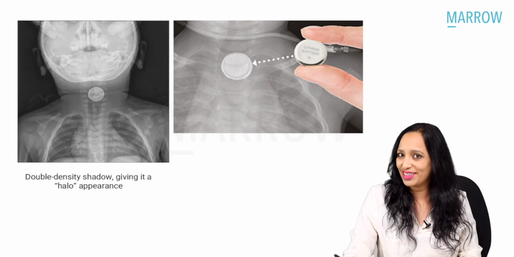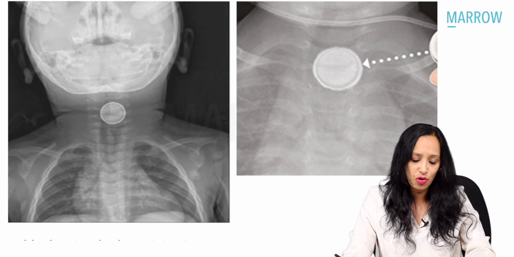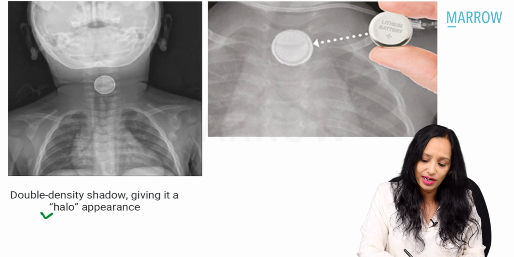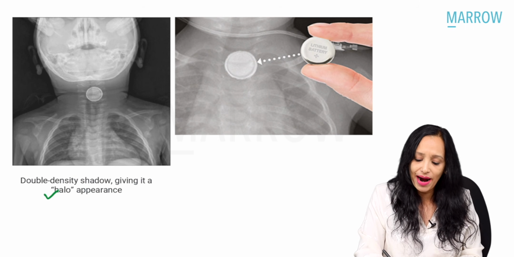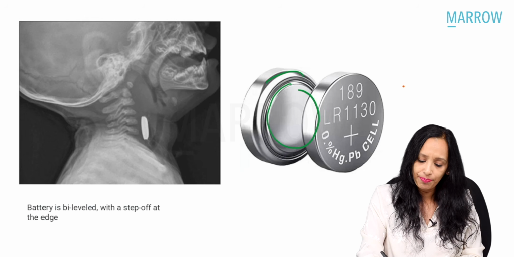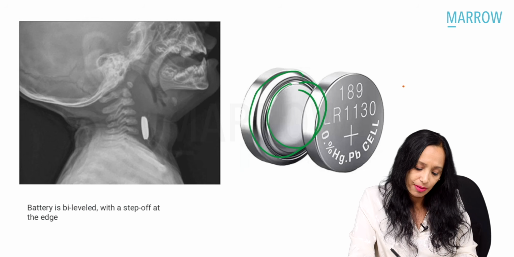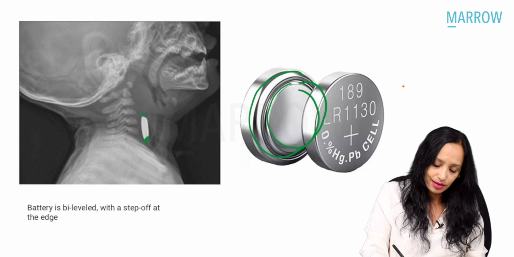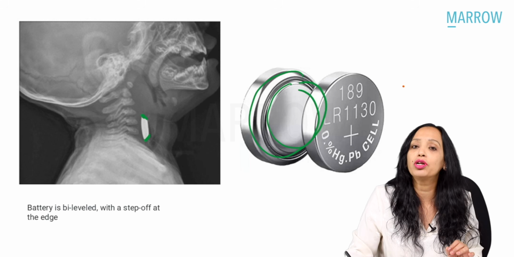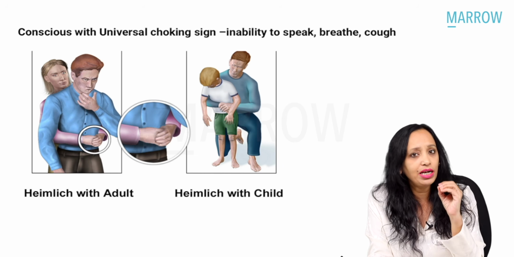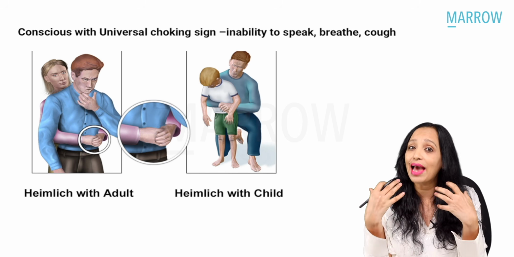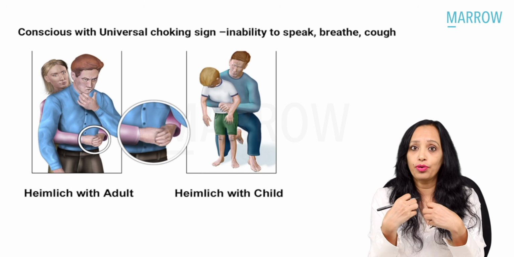Yes, so what is this foreign body? Is it coin? Yes, see carefully that it is not homogeneous, it is appearing like double ring. Yes, so this is known as a double ring appearance, or it is known as halo appearance, and this is the typical appearance that you see in battery. Yes, the battery foreign body, as you can see, it will appear like two rims, and also on the lateral view, it will appear bi-leveled. It will appear like a step off at the edge. Yes, so this is typical appearance of battery. And whenever you see any question which mentions that child or adult suddenly started choking, gagging or coughing, it means that there is foreign body.